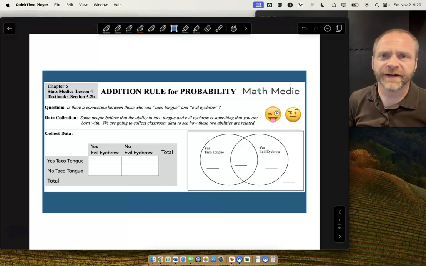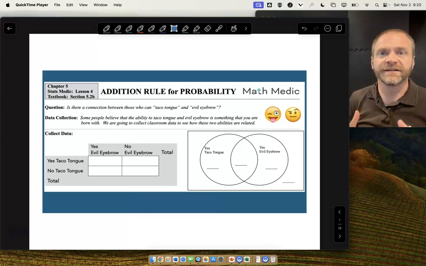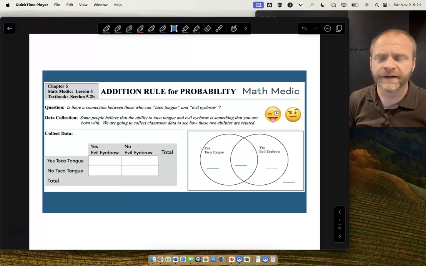We are looking at Lesson 5.2b, which focuses on the addition rule for probability. In 5.2a, we looked at some of the notation and some of the language that really deals with probability. And we're going to dive deeper into that today and hopefully further our understanding of it.